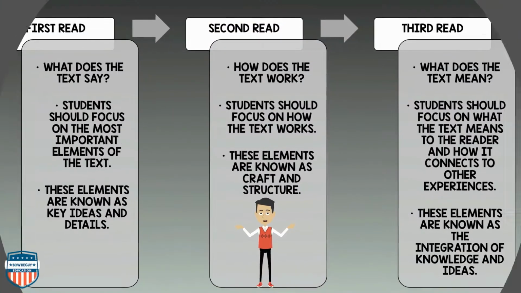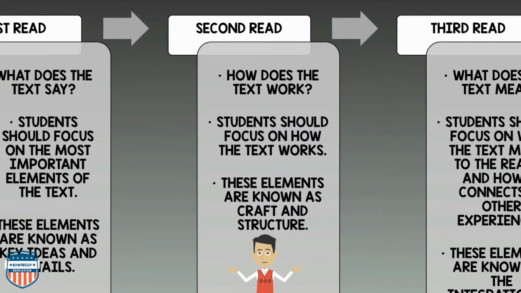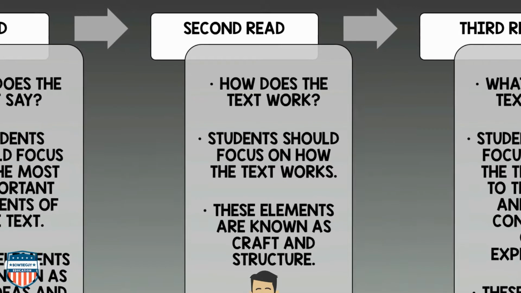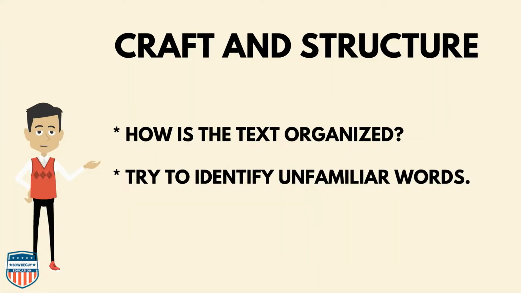During the second read of a text, a student should ask themselves, how does the text work? Students should focus on how specifically that text works. These elements are known as craft and structure. During the second read, to be successful in identifying the craft and structure of the text, try to find out how it's organized. Does it utilize sequence words that show order, such as first, next, then, last, now, and so on? And next, you need to identify unfamiliar words so you know what they mean.